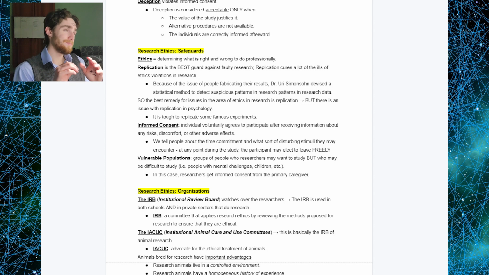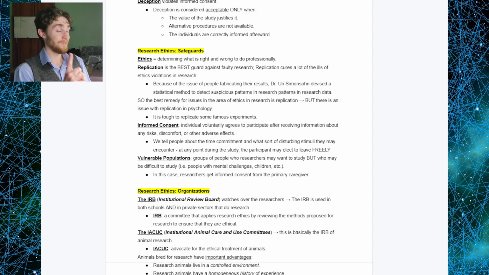And to this point, the issue of people fabricating their results became such a big deal that Dr. Urey devised a statistical method to detect suspicious patterns in research data. I don't know if that's going to be on the assessments or anything, but that's just a thing. So the best remedy for issues in the area of ethics in research is replication. If you want to keep your ethics straight, use replication.